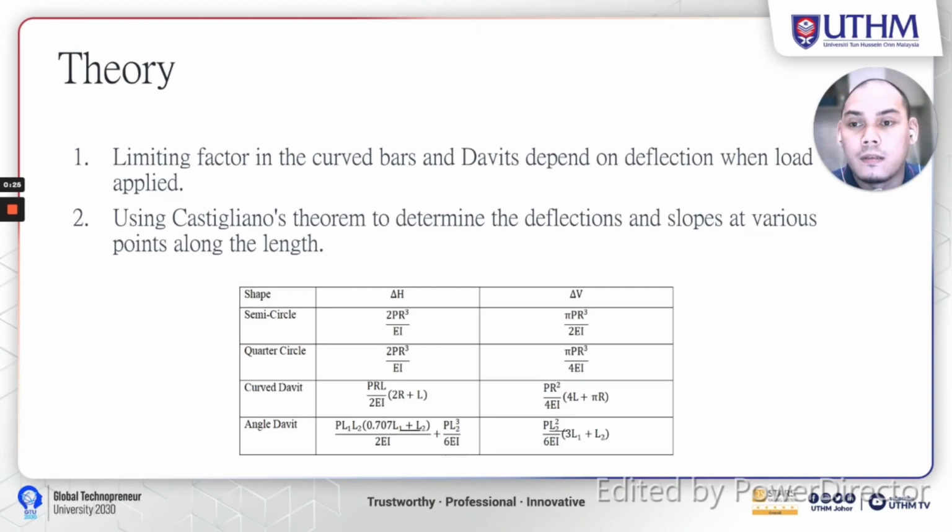First, let me show the theory for our experiments. The limiting factor in curved bars and davits depends on the deflections when loads are applied. So, theoretically, as the load increases, the deflection also increases. Castigliano's theorems to determine the deflection and slope at various points along the length were used during the experiments. Below is the table of formulas for every shape that will be used in this experiment.